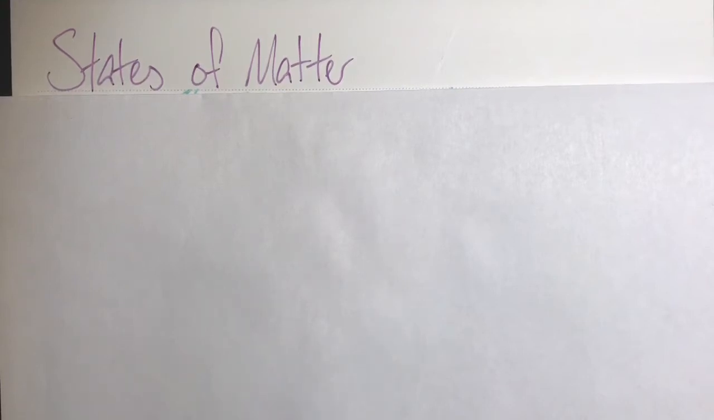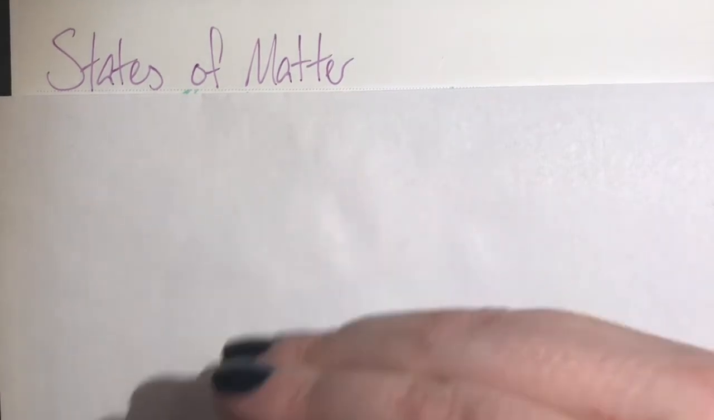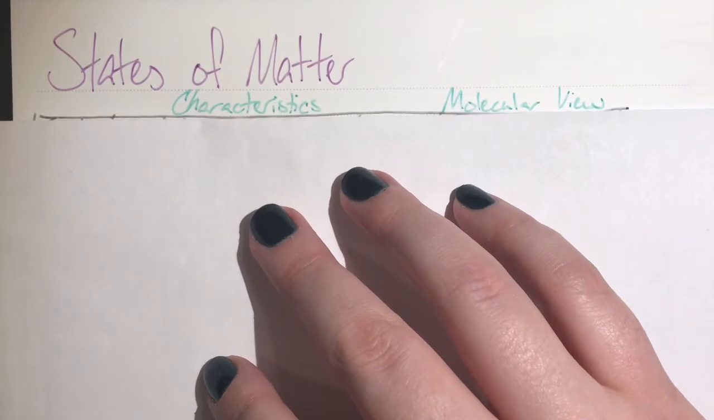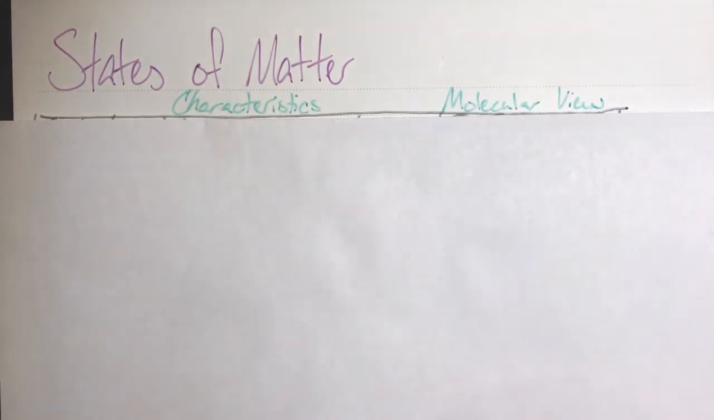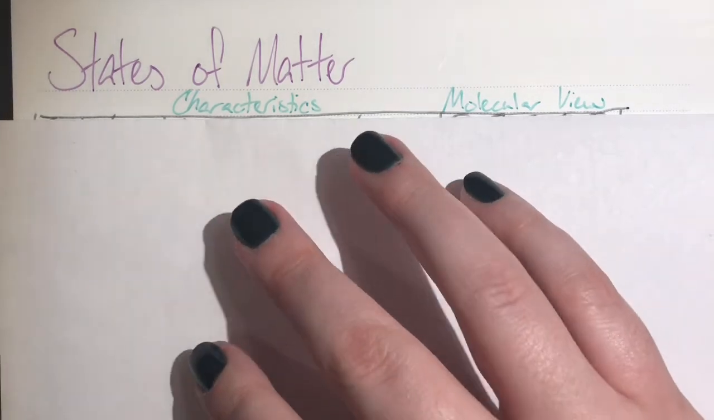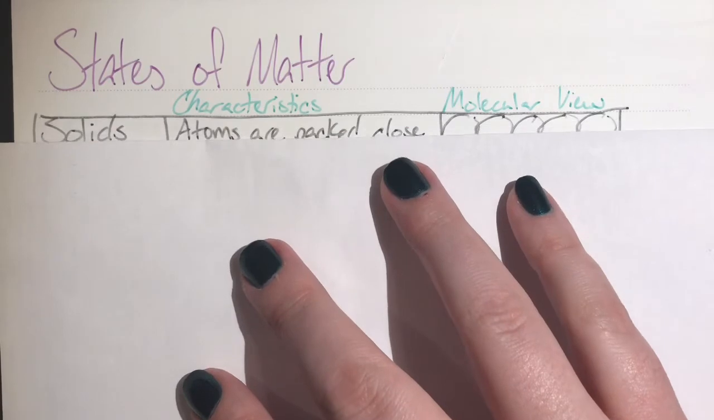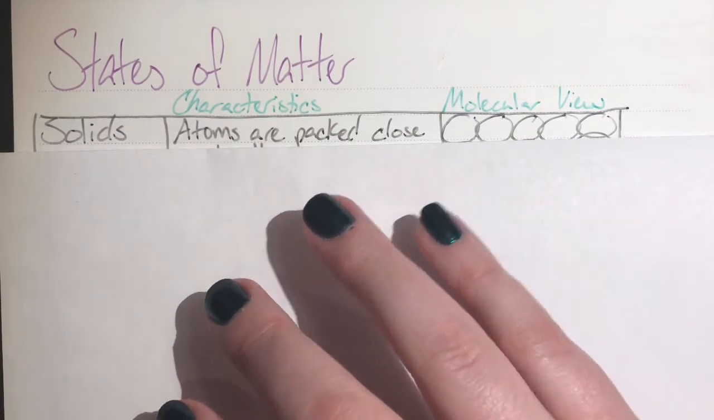Today we are going to be discussing the 4 states of matter. We're going to be making a couple of different kind of table chart things. So just so that you are aware, if you are someone that really likes straight lines, a ruler might be a good idea. We're going to have a couple of different things. So we have characteristics and molecular view, and we are going to start off with solids.